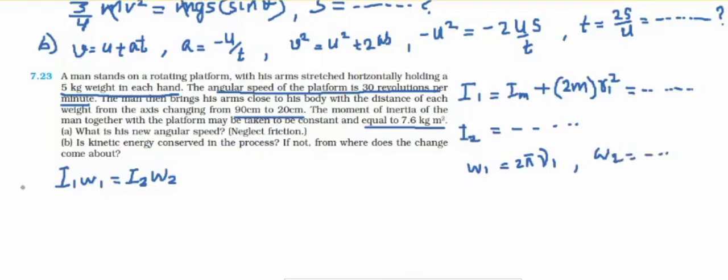Now substitute the values in the equation and simplify it. Omega 1 is already there, mu 1 is there, so we can find the value of omega 2. The values of I1 and I2 are already there.